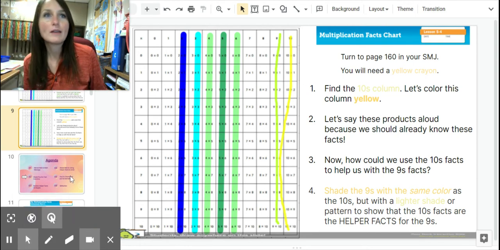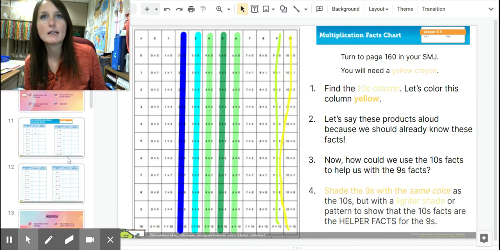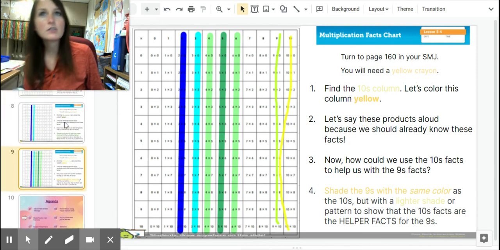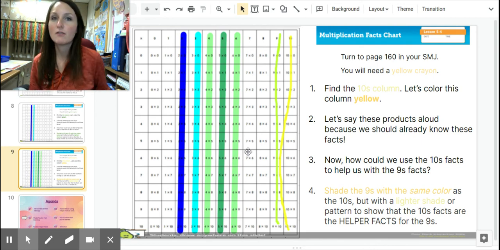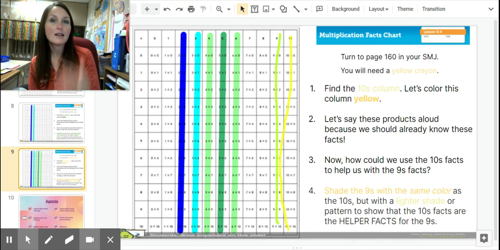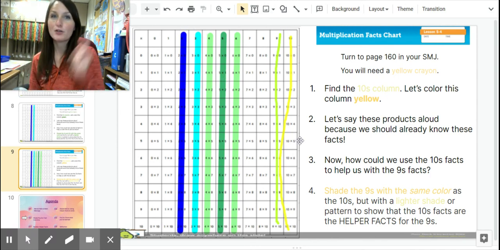Okay, so at the end, it should look something like this. So I'm going to go ahead and pause here. I'm going to want you to fill this in all on your own. Just like what I did, I want you to count out loud like we did. And make sure that you see that these are going to be our helper facts. These are the facts that we know. The 2s, the 5s, and the 10s. And I'm going to show you how I can use that to help me in the next part.